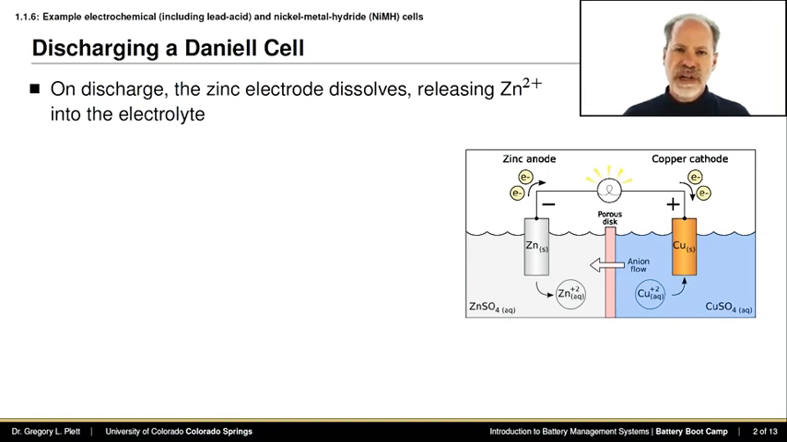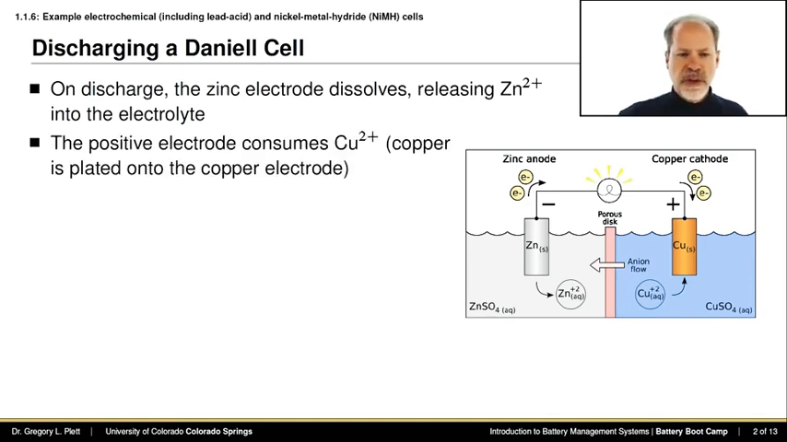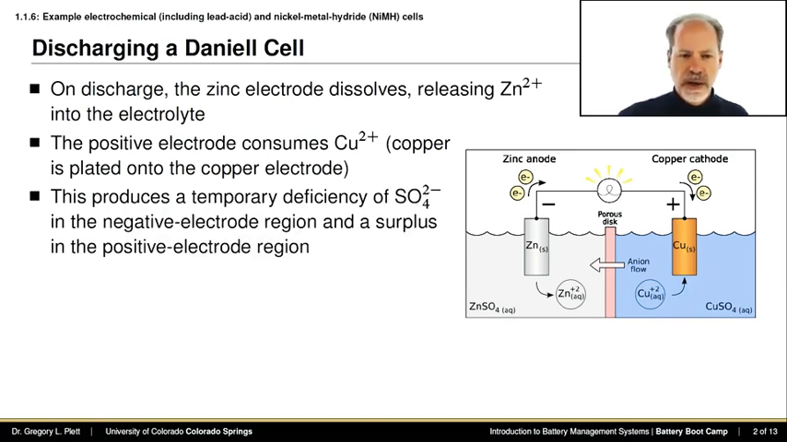When the Daniell cell is being discharged, zinc from the zinc anode gives up 2 electrons to the external circuit, and it also gives up a positively charged zinc ion into the electrolyte. The positive electrode receives the electrons from the external circuit, and it consumes positively charged copper ions from the electrolyte in order to copper plate the surface of the copper electrode.